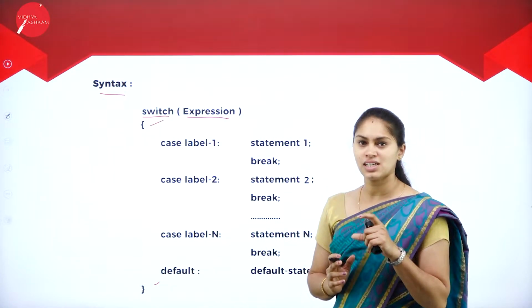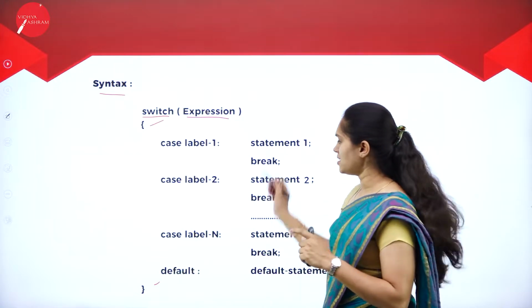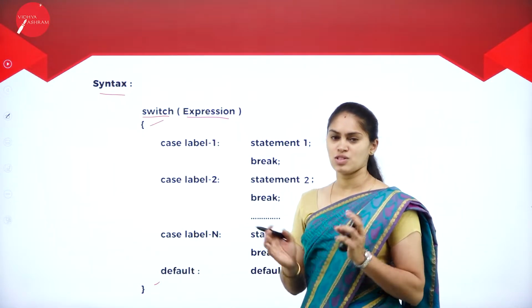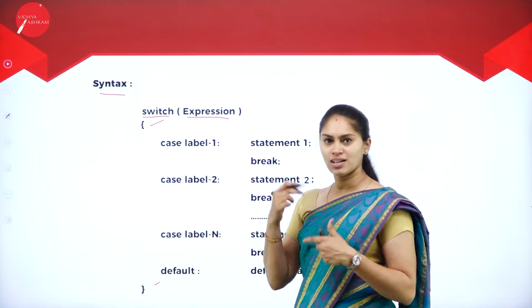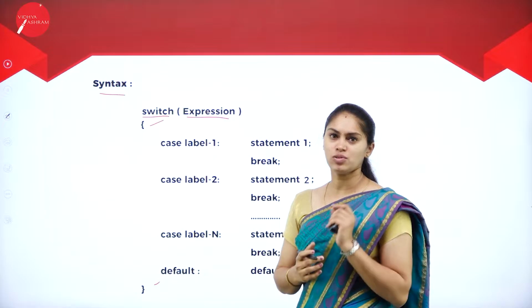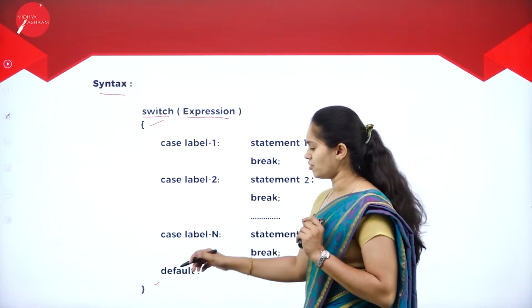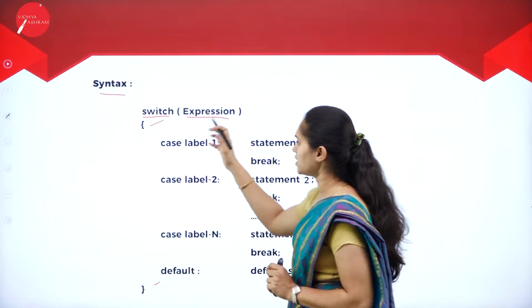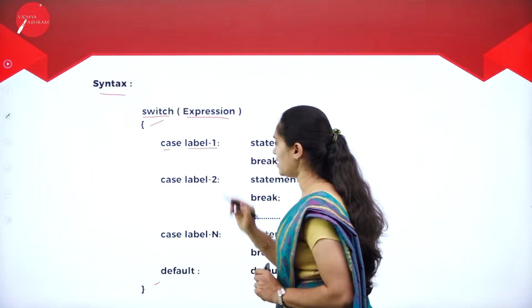That pair of curly braces indicates that whatever statements we are writing here, everything belongs to this switch statement. In order to group all the statements as a single block, we use this opening and closing of curly braces, that is, a pair of curly braces. Next, you can see case label 1.